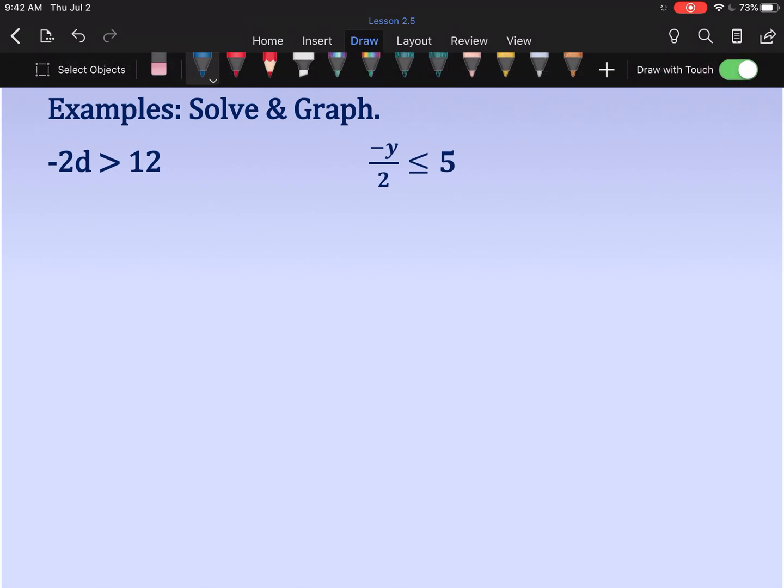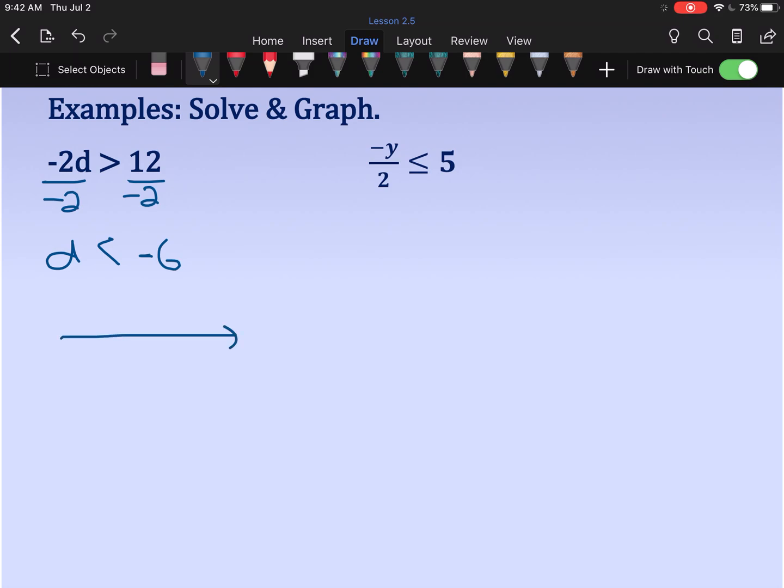So we can see here we're going to have to divide by negative 2. That's fine. D is alone. 12 divided by negative 2 is negative 6. 12 divided by 2 is 6. Different signs makes it negative. And because we divided both sides by a negative number, we will flip the inequality symbol. Spin it. Instead of being greater than, it's now going to be less than.